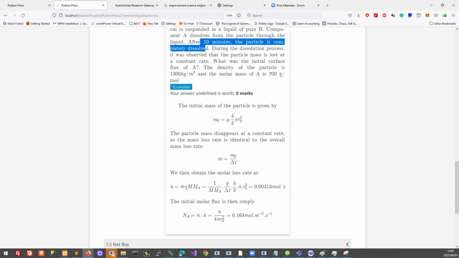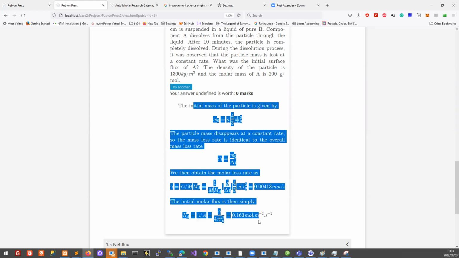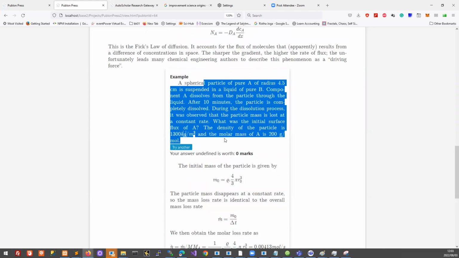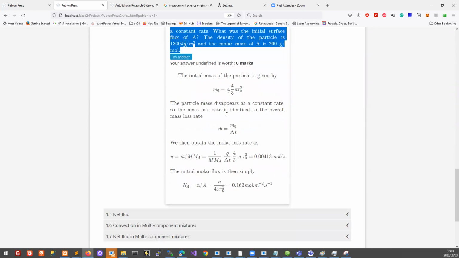So our mass rate divided by the molar mass will be our molar loss rate. And then initially, we know that the area of the particle is that. And so we can estimate the molar flux simply in that way. Right, so this one, the way it's posed, you don't have to worry about estimating diffusion or anything like that. Just because we know the mass loss rate, we can estimate the actual flux there.